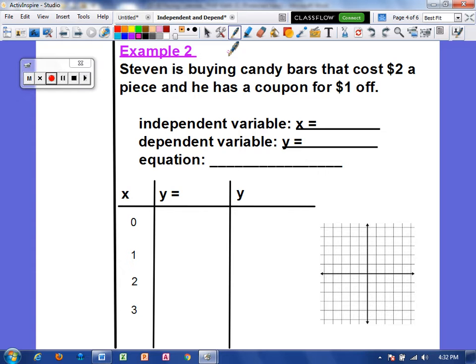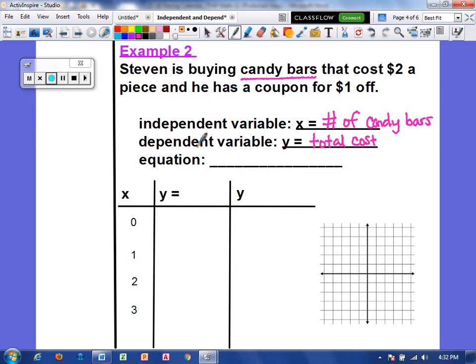Alright, example 2. Stephen is buying candy bars that cost $2 a piece, and he has a coupon for $1 off. So the independent variable, which is x, that is going to be the candy bars. They cost $2 a piece, and that piece is just talking about candy bars. So x is the number of candy bars. Now the number of candy bars that Stephen buys is going to affect the total cost. So the total cost of everything is going to be the dependent variable. So the number of candy bars affects the total cost of the candy bars.